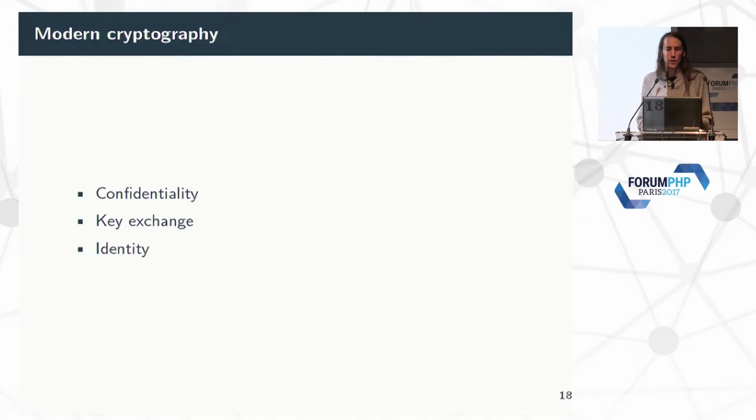Another problem we need to solve is identity. If I send you a message, how do you know it came from me? Well, one way I could do that is to sign it with my private key. Only I have my private key, so if you can verify my signature using the public key that I've published, you know that it came from me. That's a message signature.